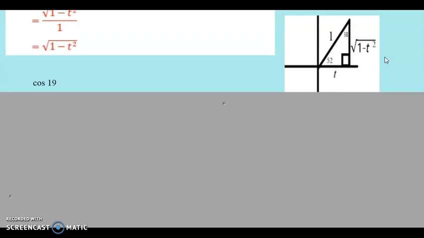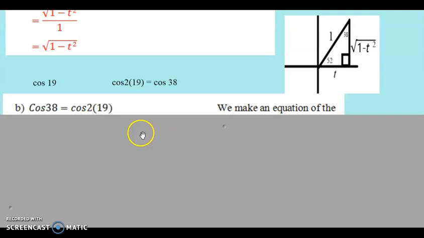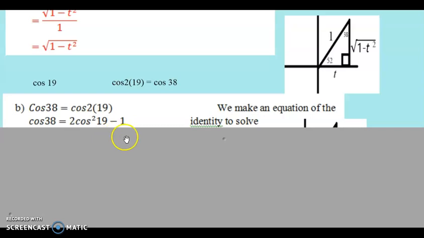So, in this instance, I will start making equations. I will say, in order to solve cos of 19, cos 2 times 19 is equal to cos of 38 degrees. At this point in time, I know that cos of 38 degrees is equal to that side over that side. So, I will use this equation to solve my problem. The first thing we do, this will be 2 cos squared of 19 degrees minus 1.